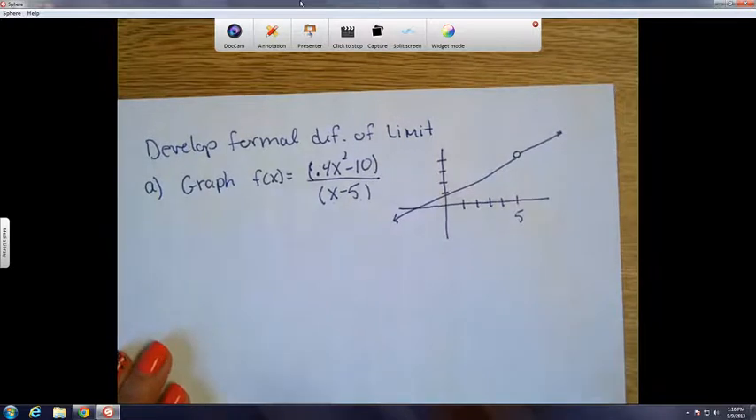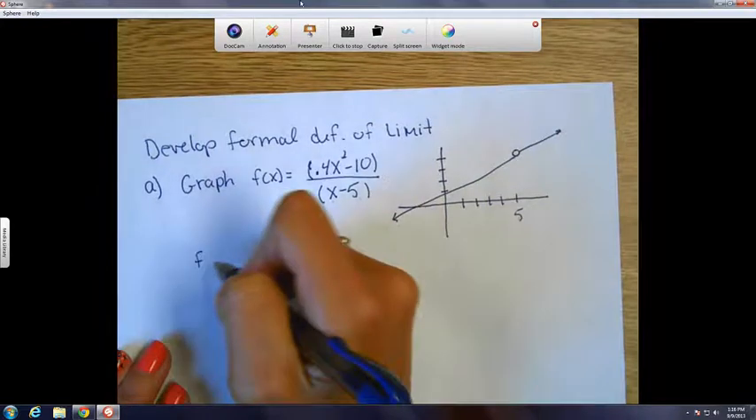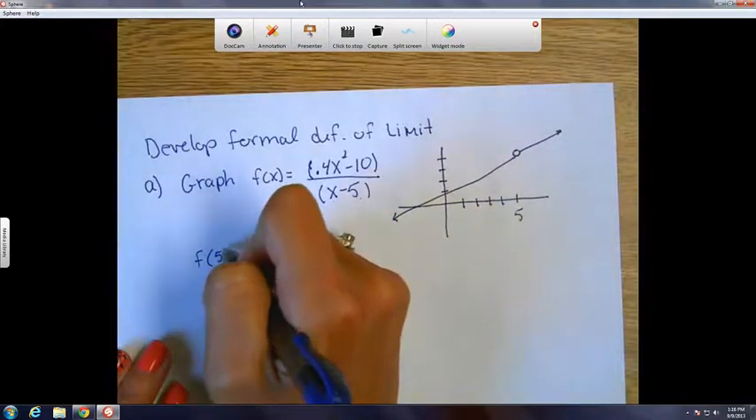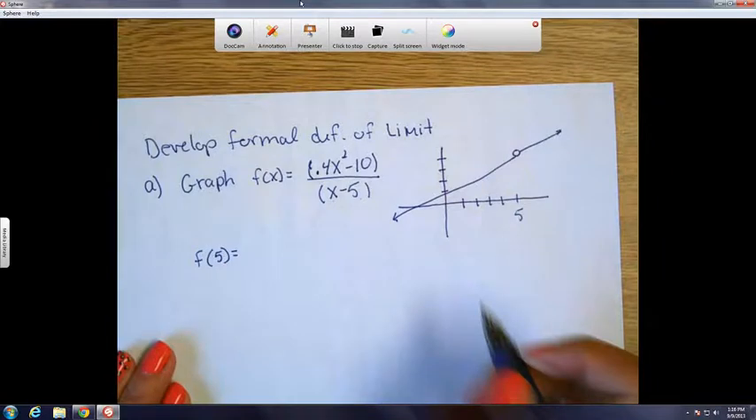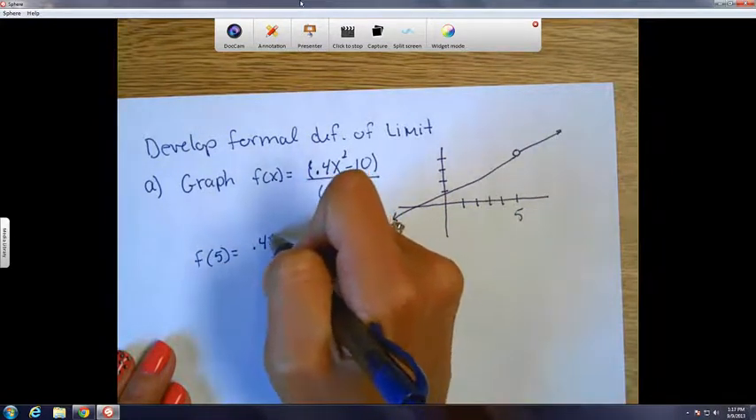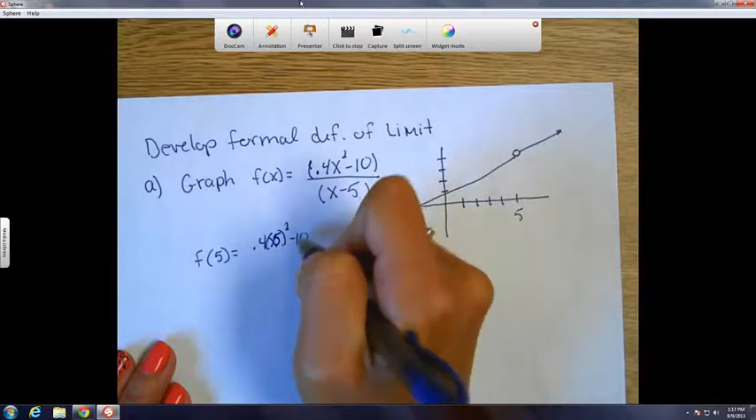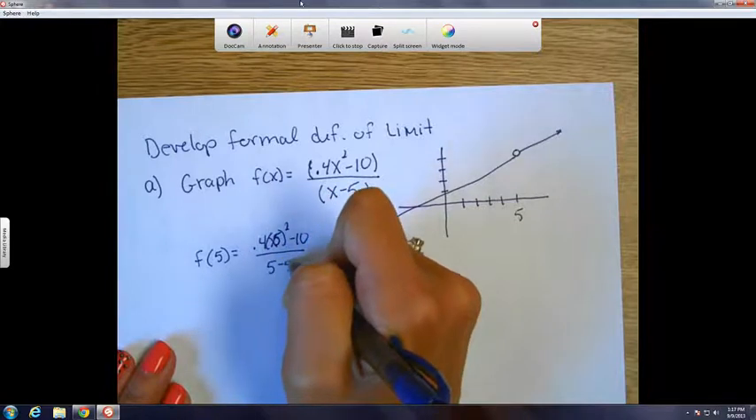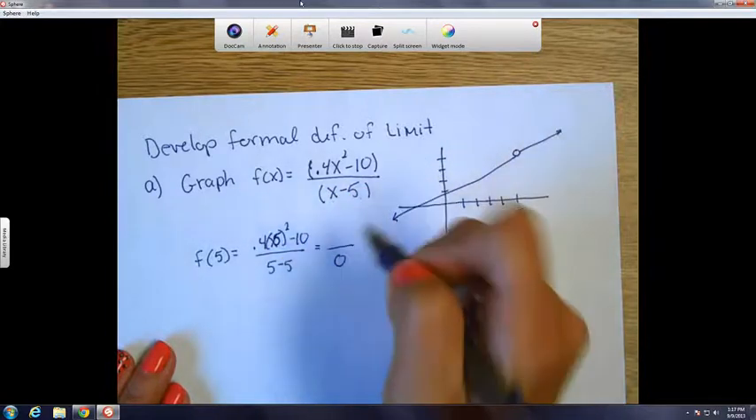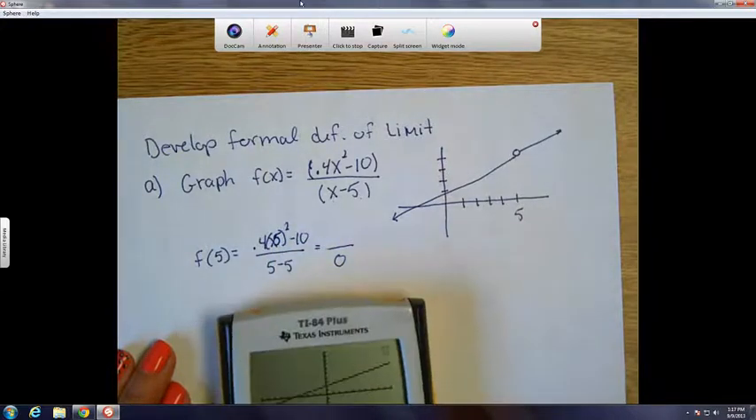Alright. If you take a look at just substituting 5 in there, now we already know what's coming out with the 0 in the bottom. Let's see what happens in the top. So f of 5, if you do it algebraically, plug and chug, got 0.4x squared, well that's 5. 5 squared minus 10 over 5 minus 5. So 5 squared is 25. 25 times 0.4 is 10. 10 minus 10 is 0.